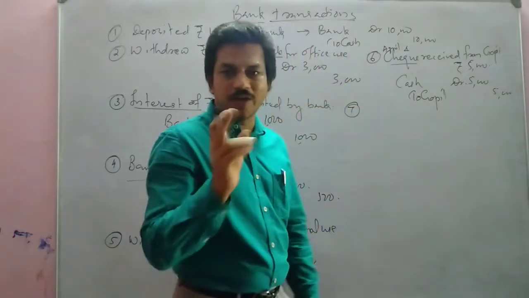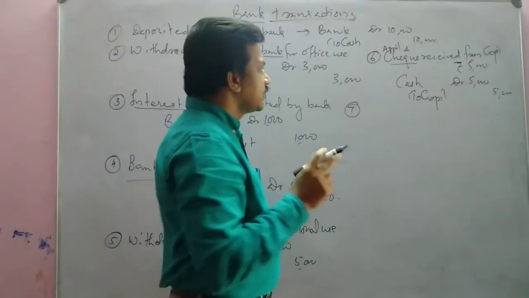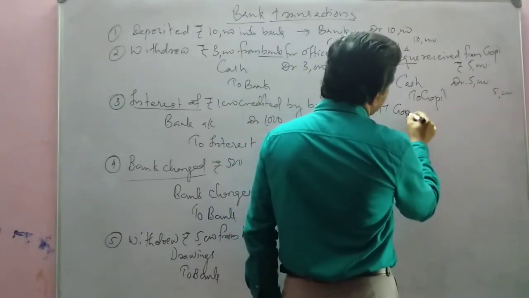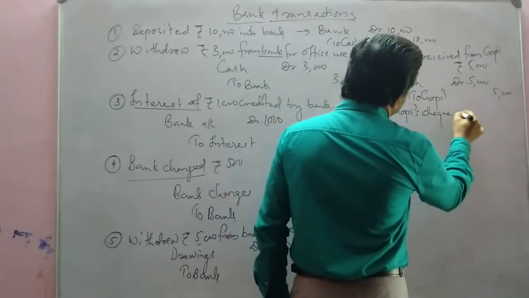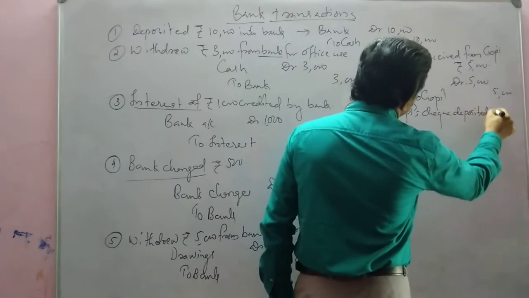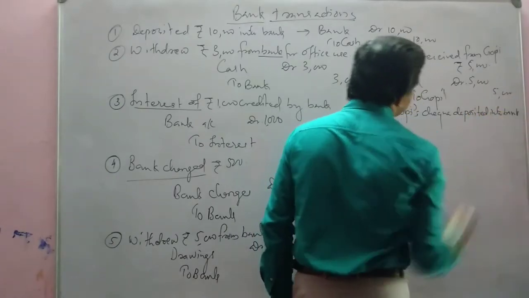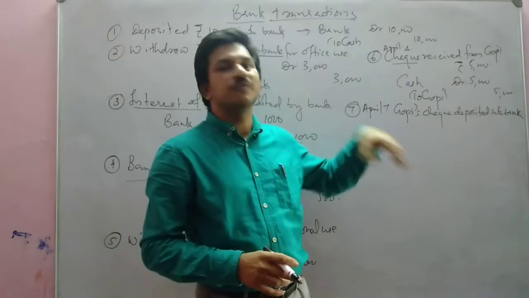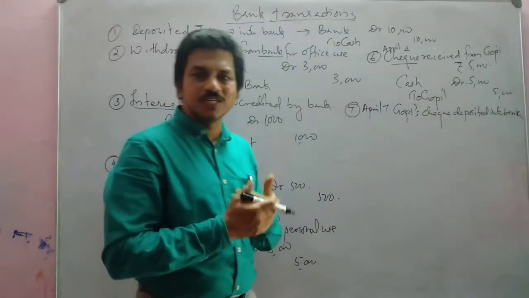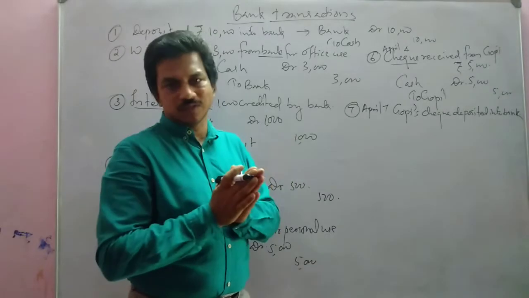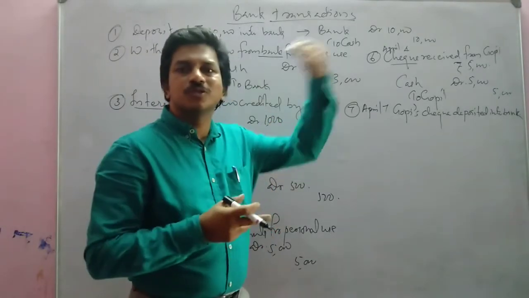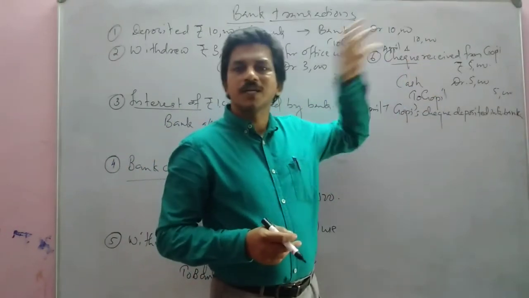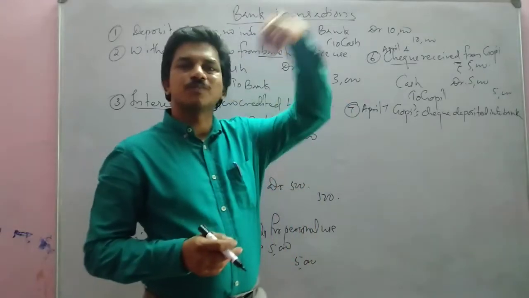If we receive the check, we have to consider that as cash received. So the next transaction we are writing on April 7: Gopi's check deposited into bank. Gopi's check for how much? 5,000. That was there with us, that we deposited into bank. So when we receive a check from Gopi, we will treat it as cash received. And this cash is deposited into bank. Can we write check anywhere here now? No. The check received is considered as cash.